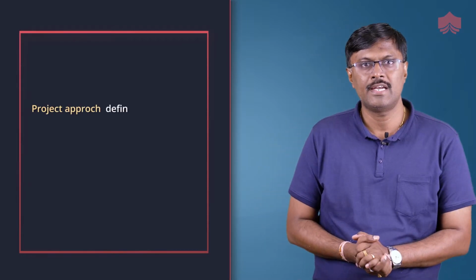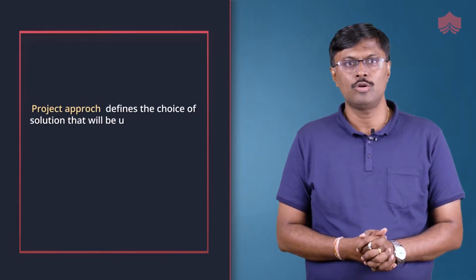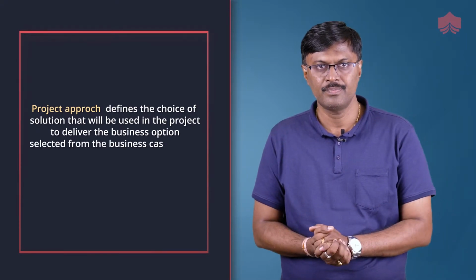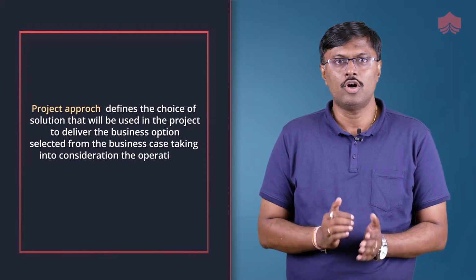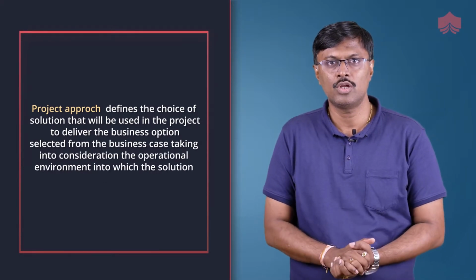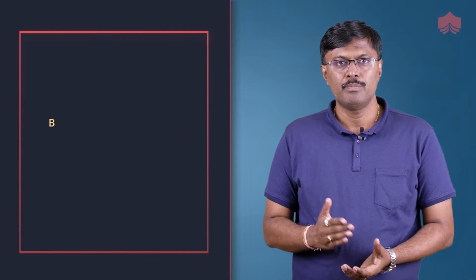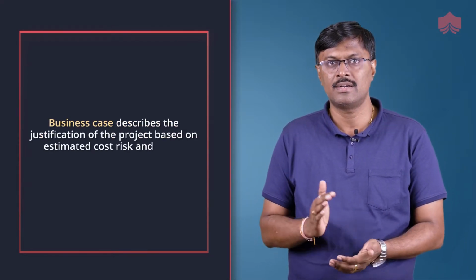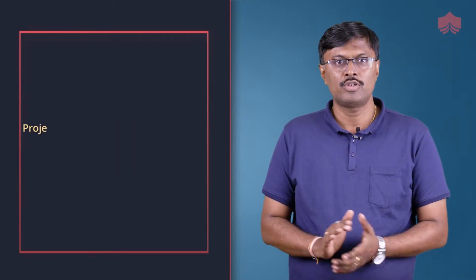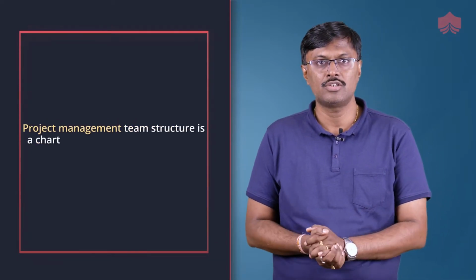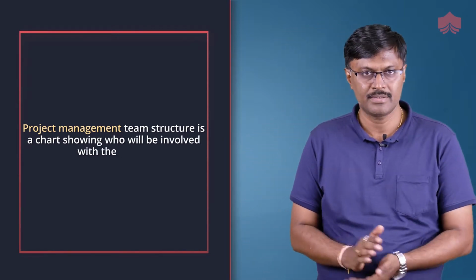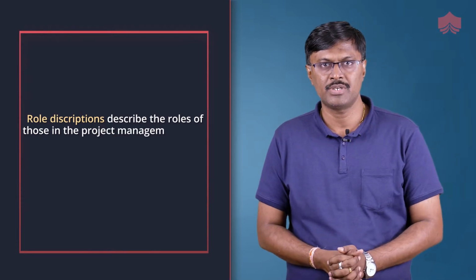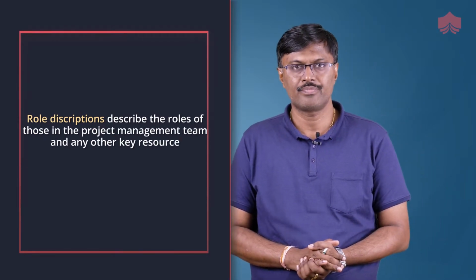Project approach defines the choice of solution that will be used in the project to deliver the business options selected from the business case, taking into consideration the operational environment into which the solution must fit. Business case describes the justification of the project based on estimated cost, risks and benefit. Project management team structure is a chart showing who will be involved with the project. Role descriptions describe the roles of those in the project management team and any other key resources.